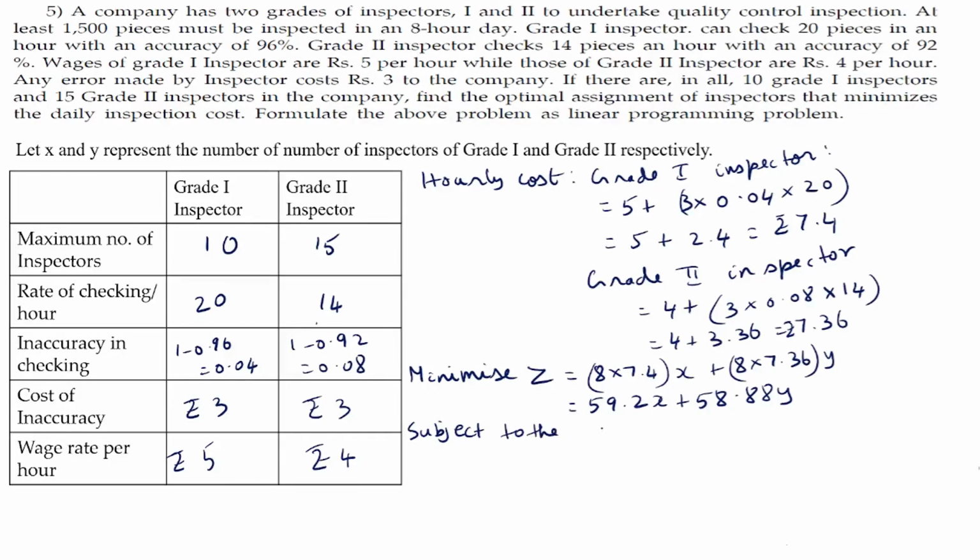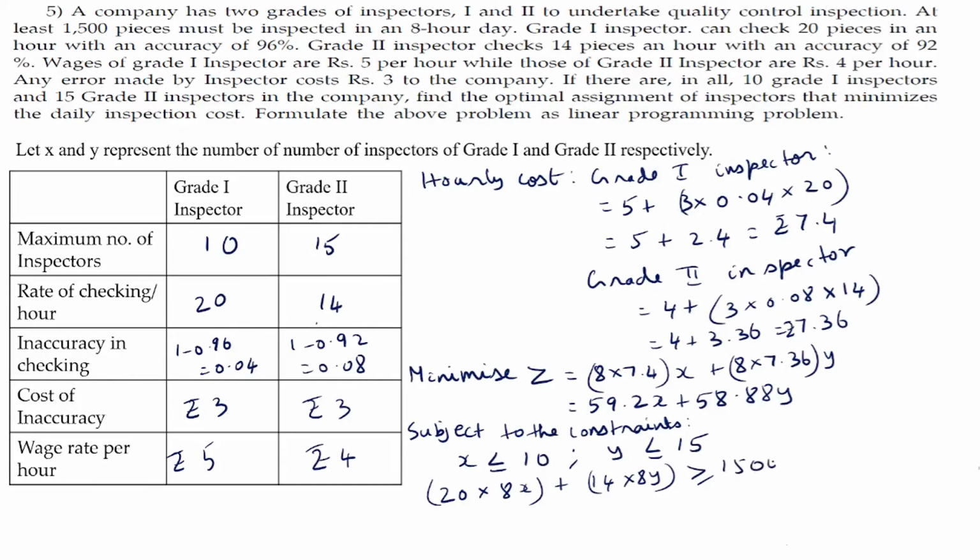Now we have the constraints. Subject to the constraints, the maximum number of grade 1 inspectors is 10 and grade 2 inspectors is 15. So we have x less than or equal to 10, y less than or equal to 15, and then the next constraint: at least 1500 pieces have to be inspected. So we have 20 into 8x plus 14 into 8y greater than or equal to 1500.